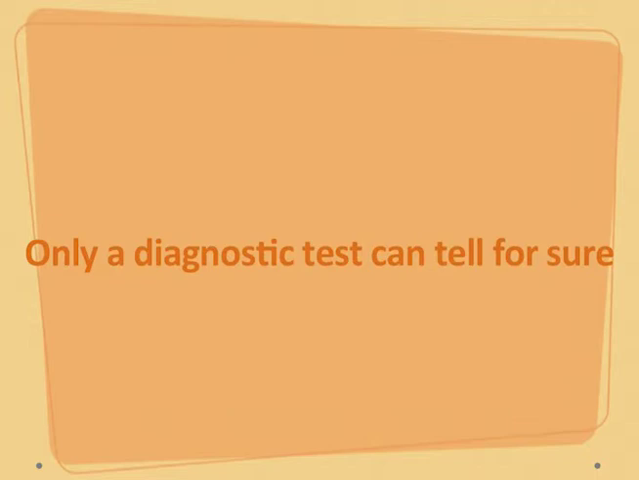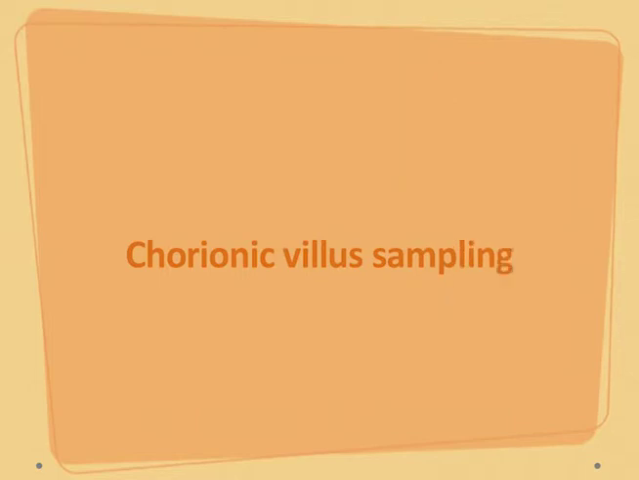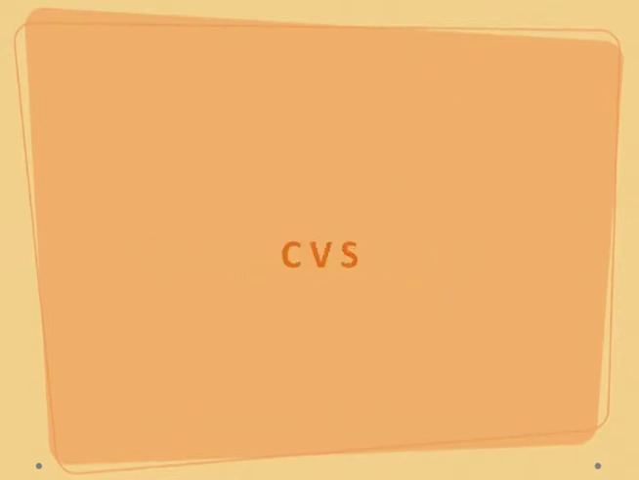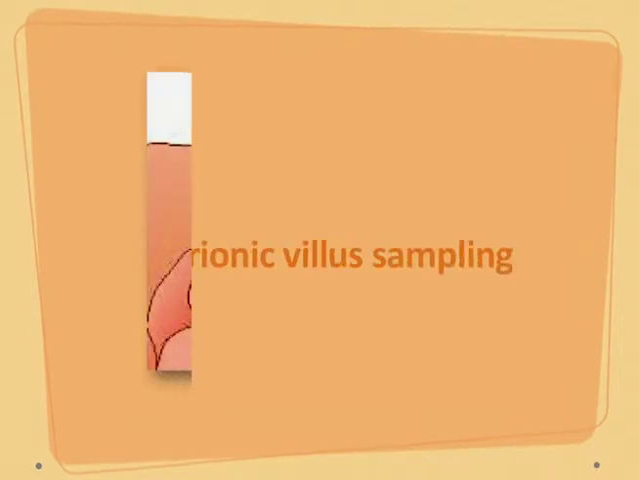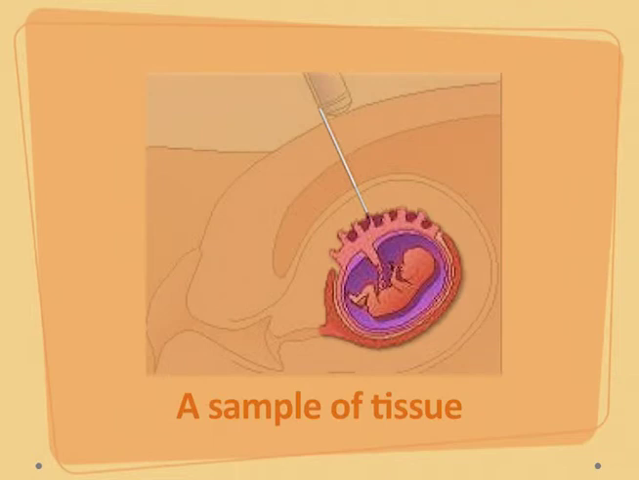Now, let's take a closer look at the diagnostic testing options. There are two diagnostic tests currently available: chorionic villus sampling, also called CVS, and amniocentesis. The earliest diagnostic test available is CVS, or chorionic villus sampling, which is performed at 11 to 13 weeks of pregnancy. To perform CVS, a specially trained doctor inserts a needle through the mother's abdomen or cervix and removes a small sample of tissue from the placenta.